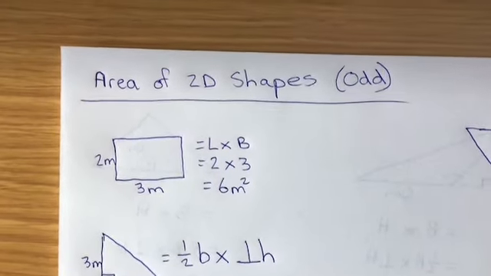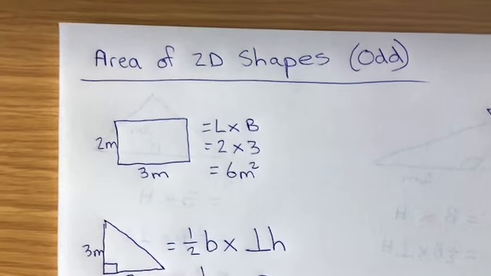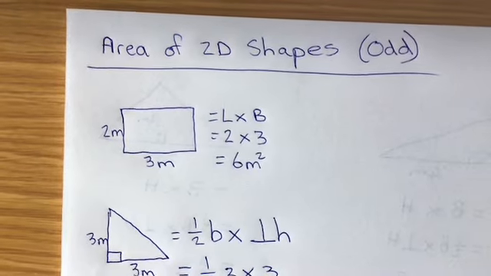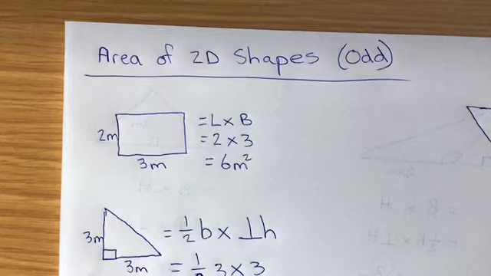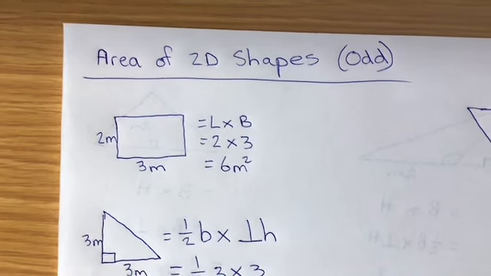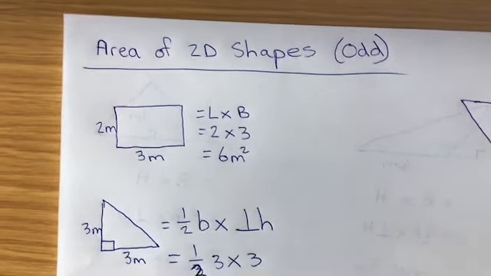So I wanted to carry on with doing the area of 2D shapes, but I put in brackets here, odd shapes. So before we move on, just to do a quick recap, you can see over here, we've got a normal rectangle, 2 meters by 3 meters, and we know the formula is length times breadth, so it's 2 times 3, and that gives us, of course, 6 meters squared.